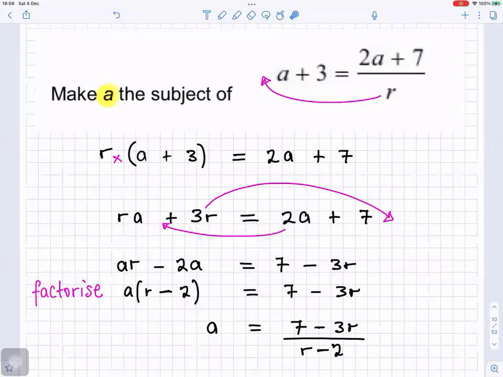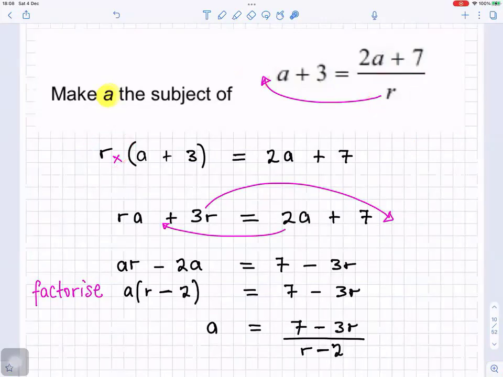Make A the subject of A plus 3 equals 2A plus 7 over R. You want A to be on its own. That's what it means by make A the subject. So it's divide by R on the right-hand side. If you take divide by R to the left side, it becomes times R. The inverse of divide is times. Divide by R goes to the other side, becomes times.